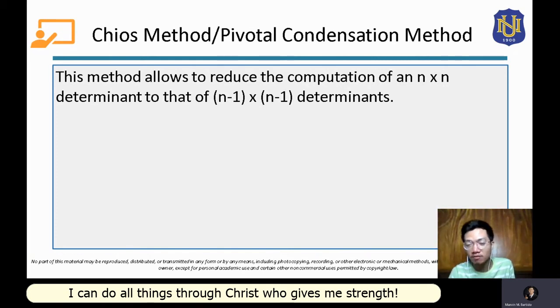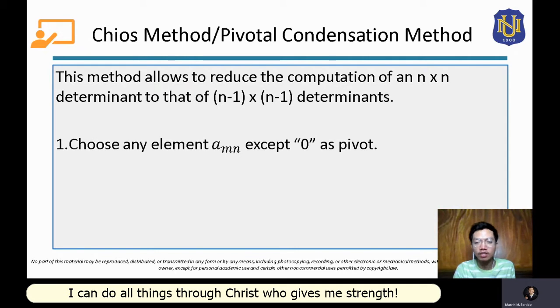So if it's 5 by 5, again, if you use Chio's method, it will be 4 by 4. And then you have to use Chio's method again to make it 3 by 3. And from that, you can use basket method to solve for the determinant of that given matrix. So these are the steps for solving determinants of an n by n matrix using Chio's method.